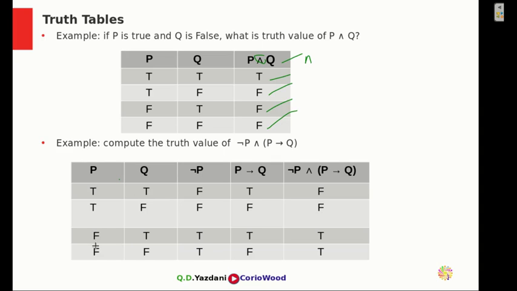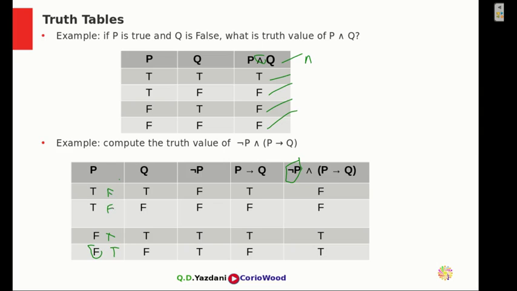And this one becomes true because here is false. If P is false, then not P is true. True, and P implies Q is true. And here we have not P. Keep in mind that this guy here becomes a true, and this guy here becomes a false.